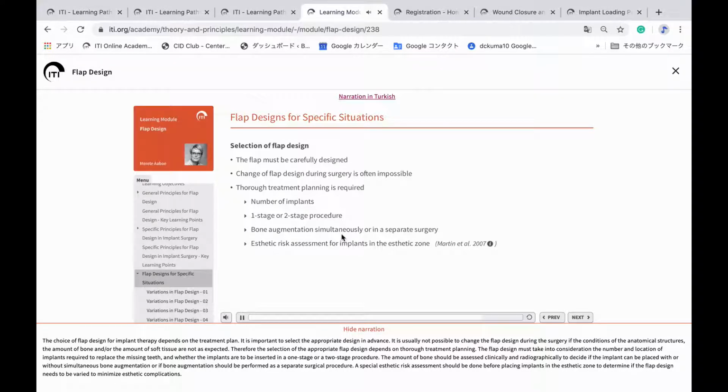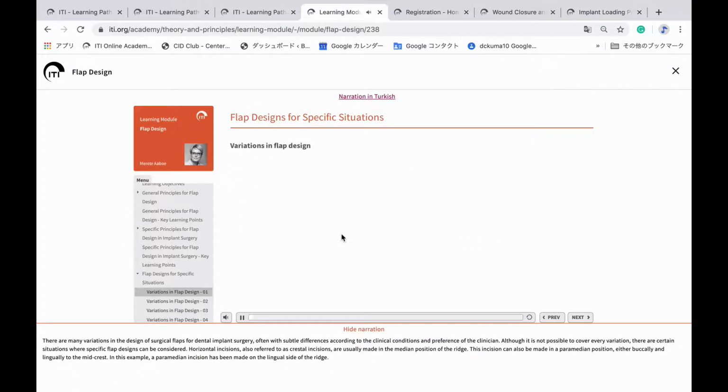A special aesthetic risk assessment should be done before placing implants in the aesthetic zone to determine if the flap design needs to be varied to minimize aesthetic complications. There are many variations in the design of surgical flaps for dental implant surgery, often with subtle differences according to the clinical conditions and preference of the clinician. Although it is not possible to cover every variation, there are certain situations where specific flap designs can be considered.